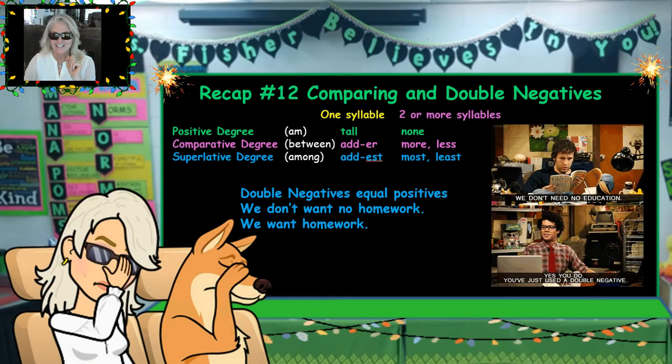We also, lastly today, learned about degrees. If we are comparing two, we use ER for one-syllable words. We use more or less for words with two or more syllables. If we're comparing three, we use EST, most, or least. And we say between when it's two, and we say among when it's three or more.